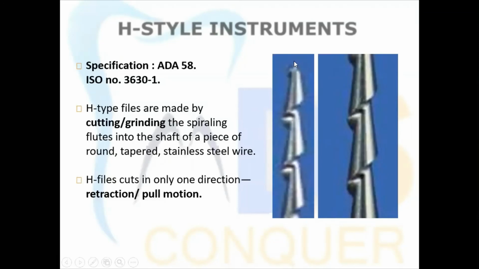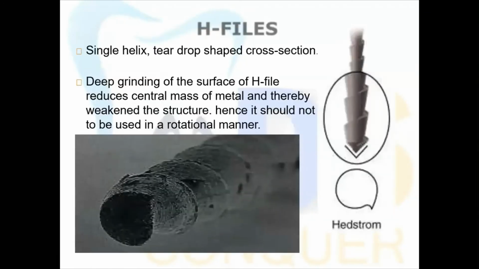And now here comes the H type of instruments, which has the ADA specification number of 58. These instruments are made by cutting or grinding the spiral flutes into the shaft of a piece of stainless steel wire, and the cutting motion is in only one direction, which is retraction or pull motion. And the cross section of the H file, as we can see here, is teardrop shaped with a single helix, and it should not be used in a rotational manner.